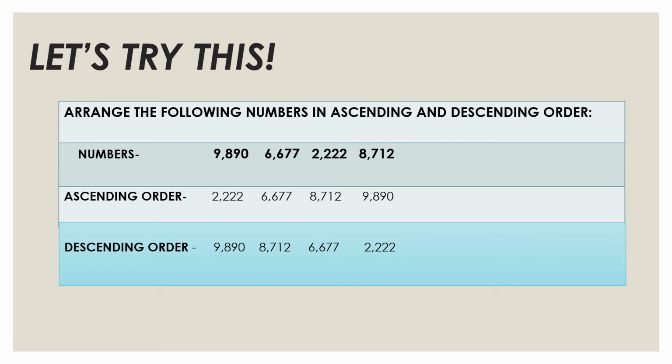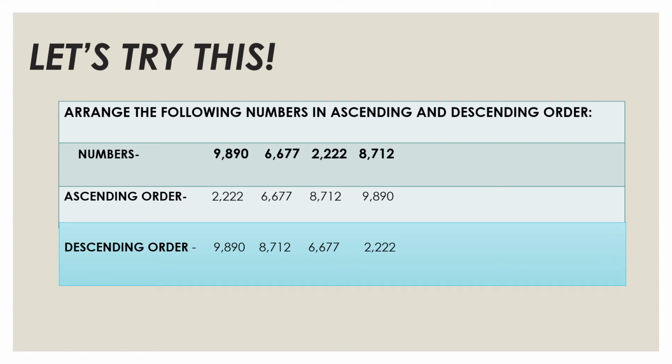Okay, class 3. Are we ready to practice? So let's begin. Arrange the following numbers in ascending and descending order. So as you can see, we have 4 numbers over here. All 4 of them are 4-digit numbers, and we need to arrange them in ascending order and descending order. Now students, in our previous video, we have learned how to compare numbers when there are the same number of digits. So we will be applying our understanding and arranging numbers in ascending and descending order. So let's begin.